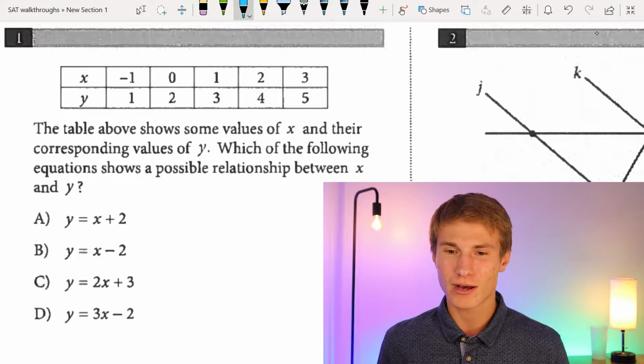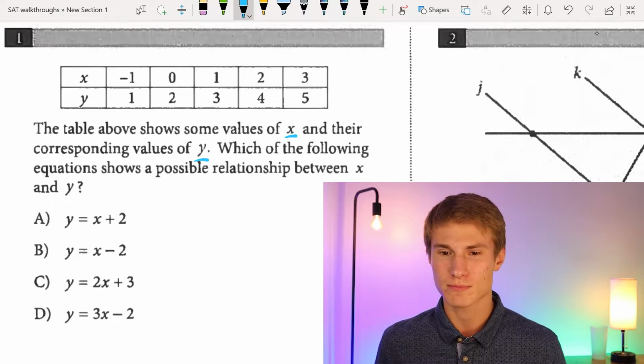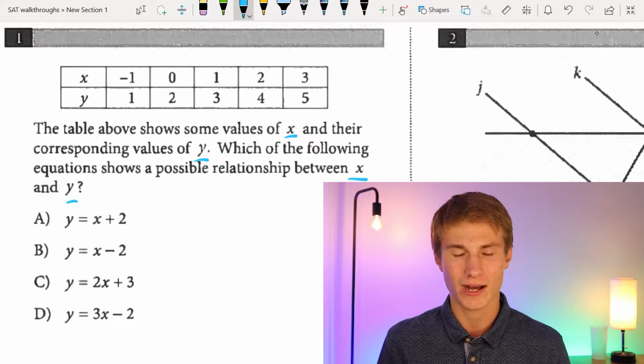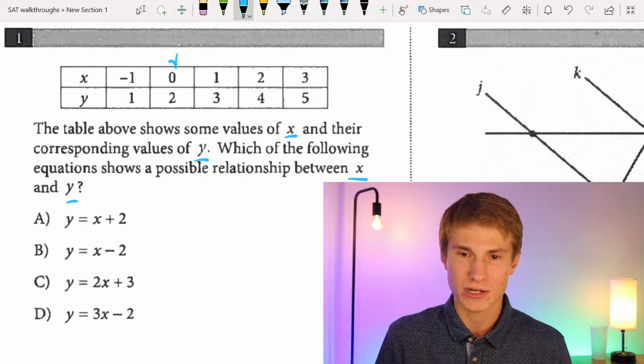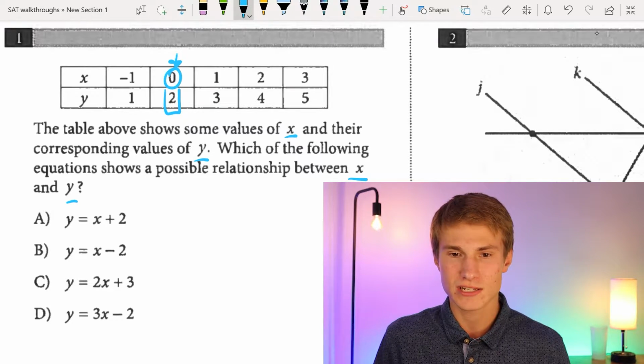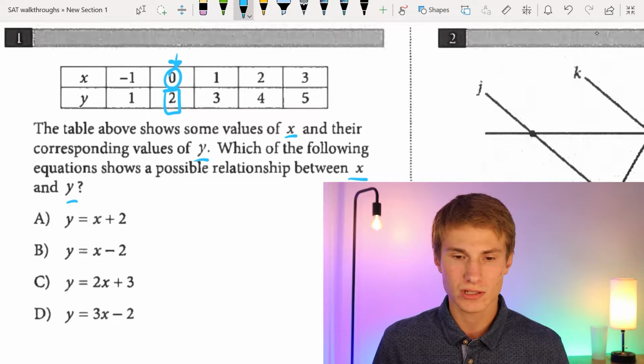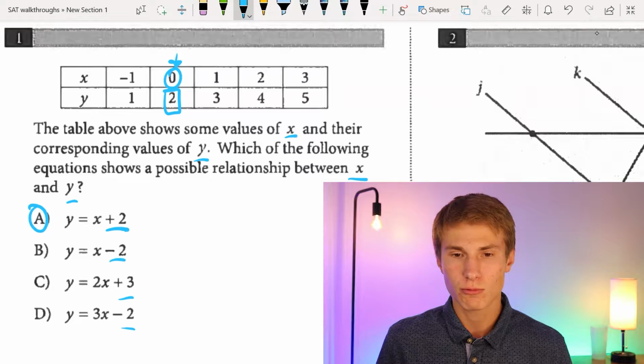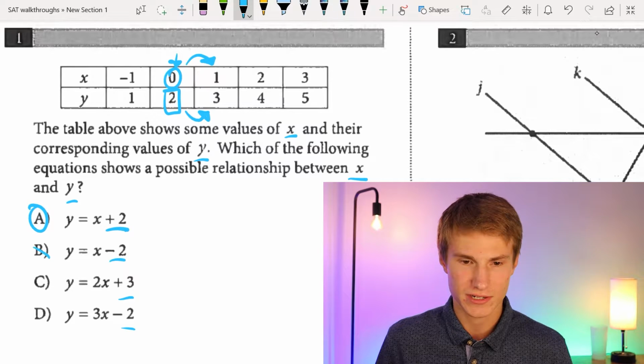Let's go ahead and get started with question number 1. The table above shows some values of x and their corresponding values of y. Which of the following equations shows a possible relationship between x and y? Well, we see that our y-intercept we know will come when x is 0, and when x is 0, we have a y value of 2. So we're going to look for an equation with a y-intercept of 2, and we see that we have that in answer choice A. We also see that we have a slope of 1 because as we increase by 1 x, we increase by 1 with our y, so our answer here is going to be A.